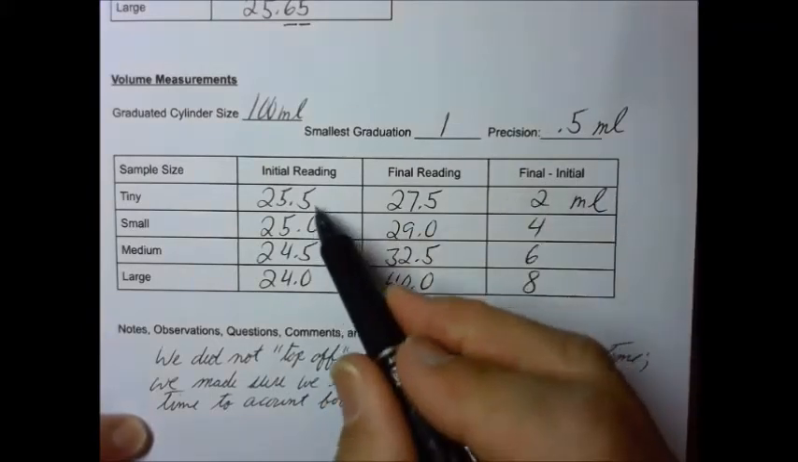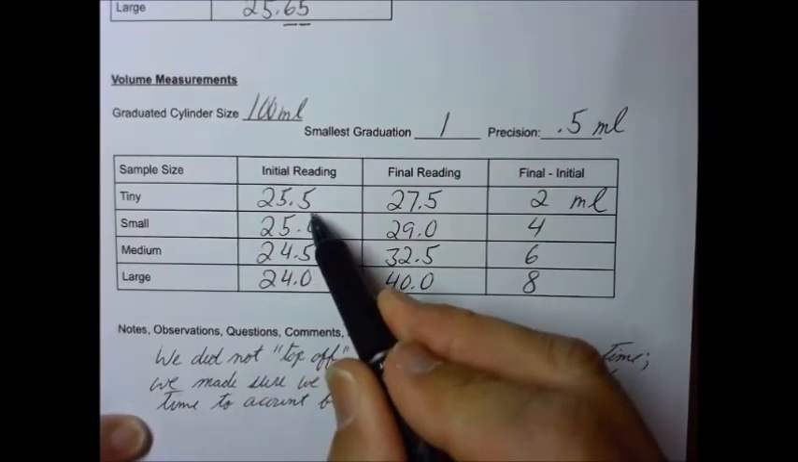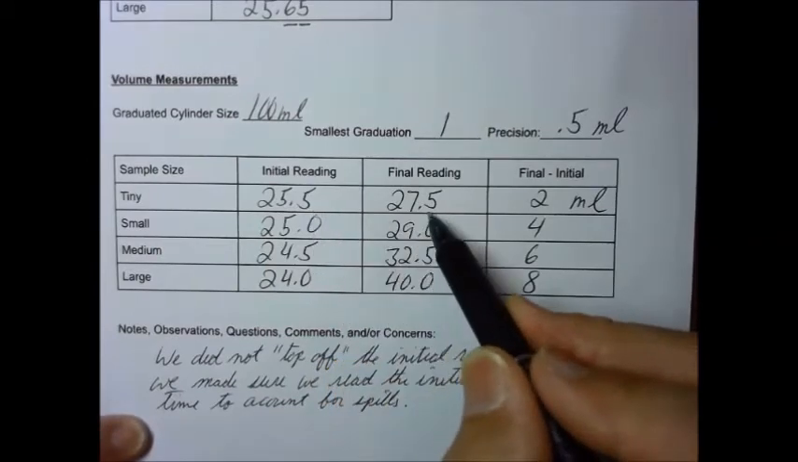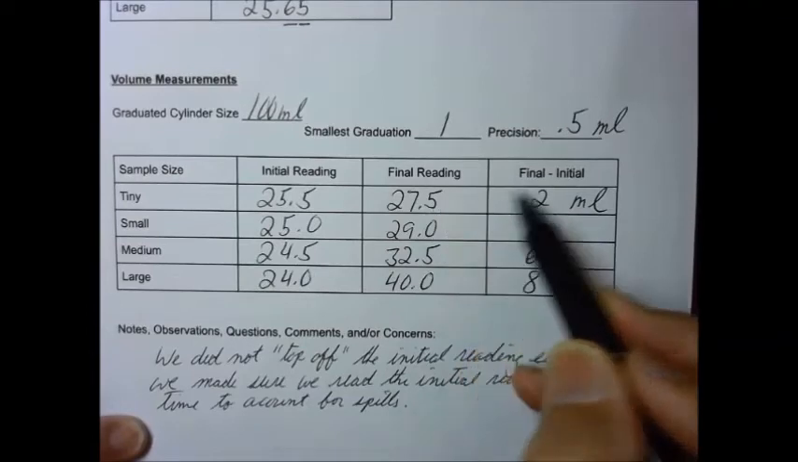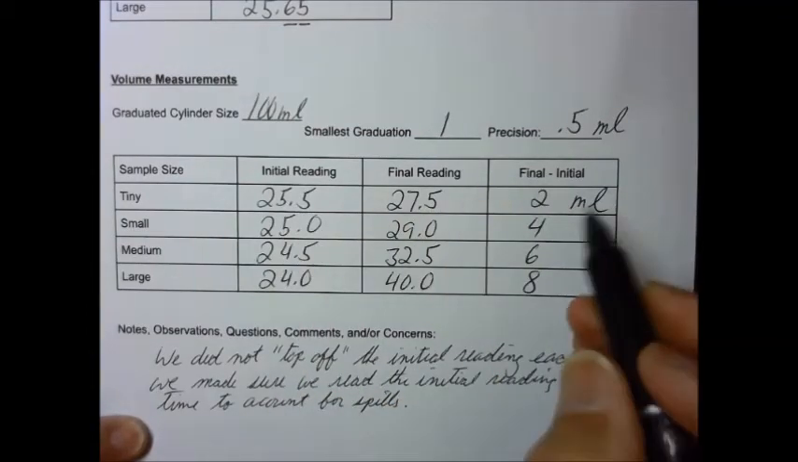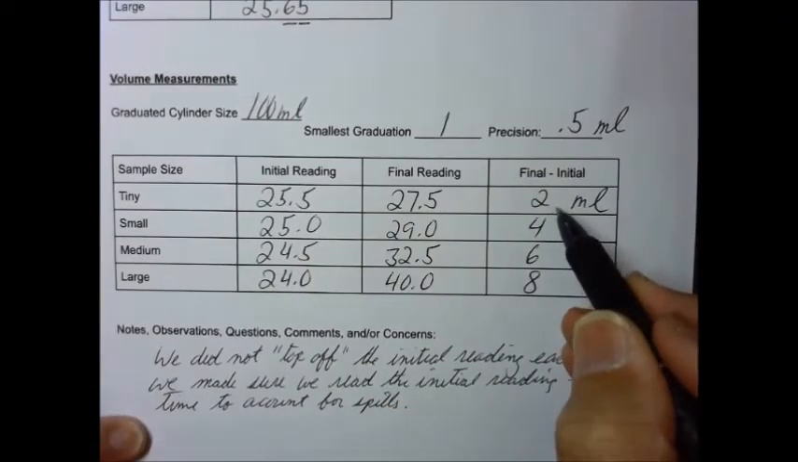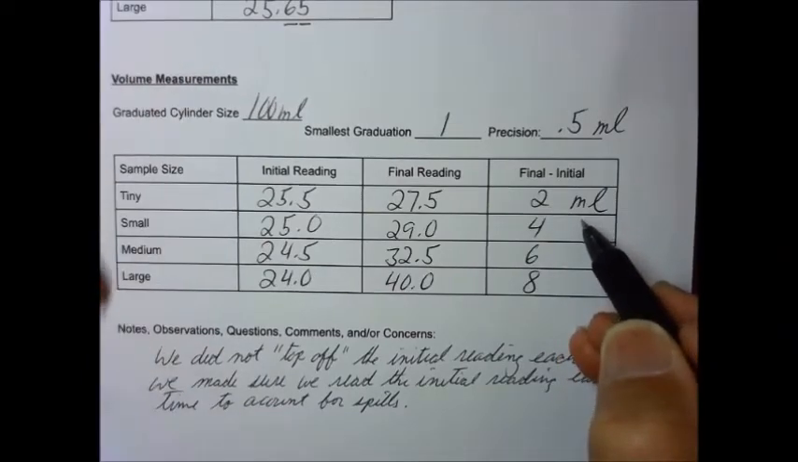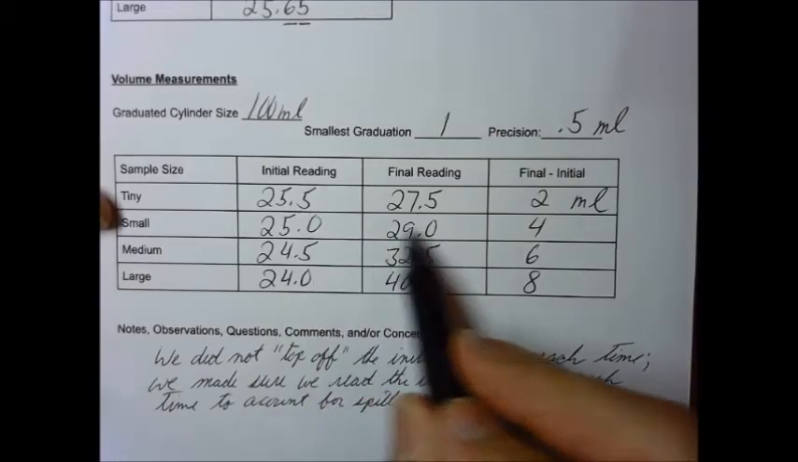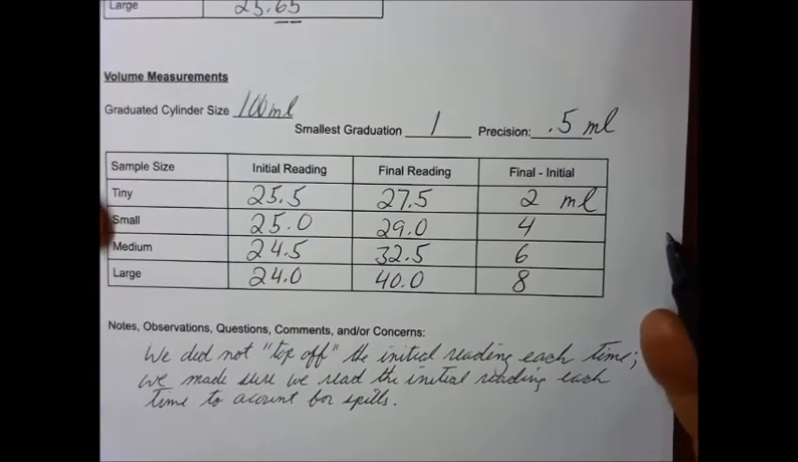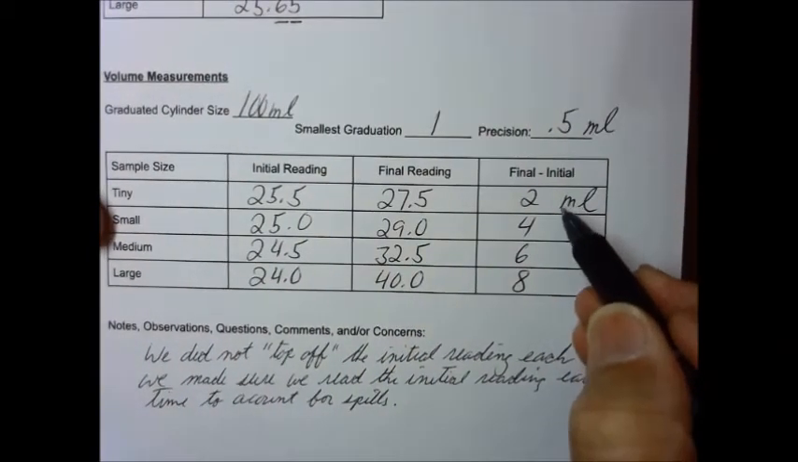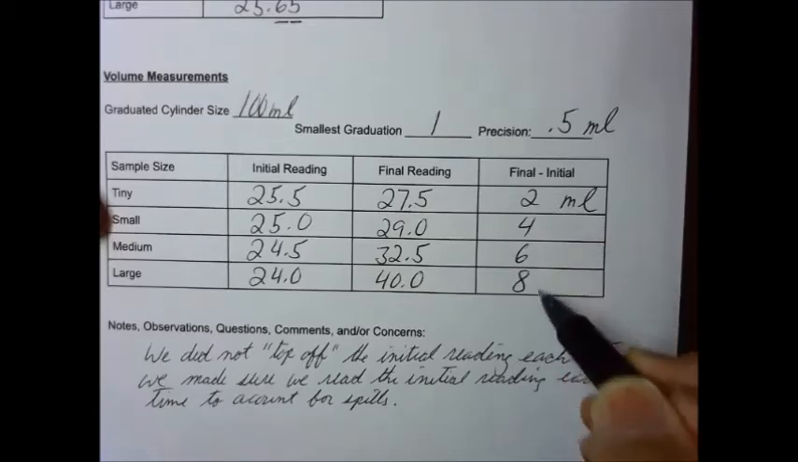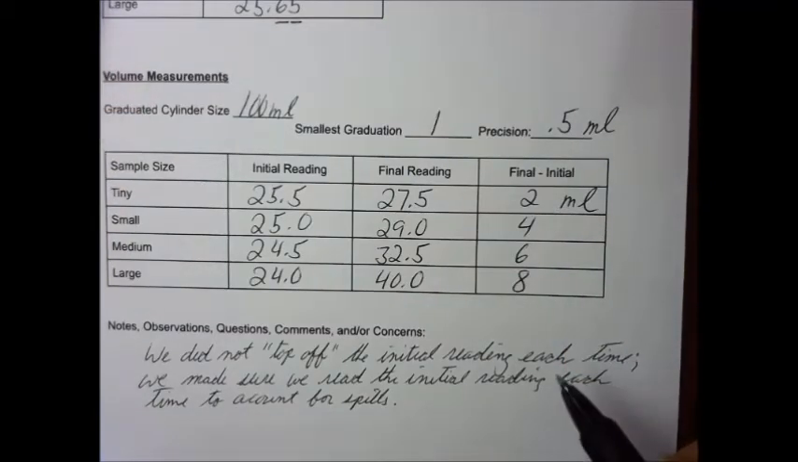So you see that first I had 25.5 milliliters of water in my graduated cylinder, and then it went up to 27.5. So if I subtract my initial from my final, then my smallest piece of gravel had a volume of 2 milliliters. And so I repeat that for the small and the medium and the large, recording the volume of each piece of gravel.